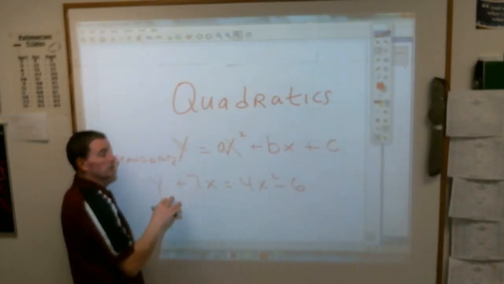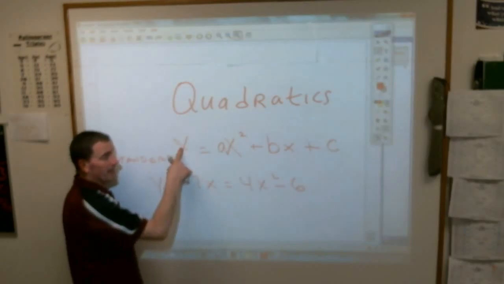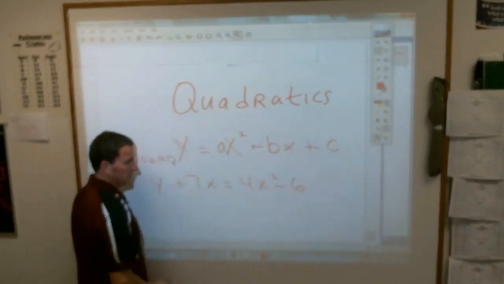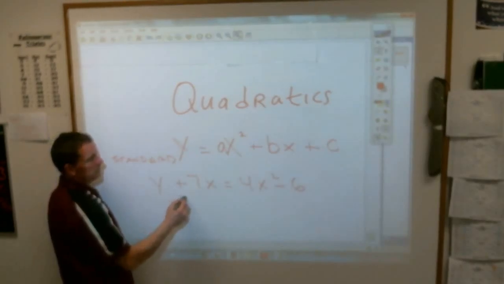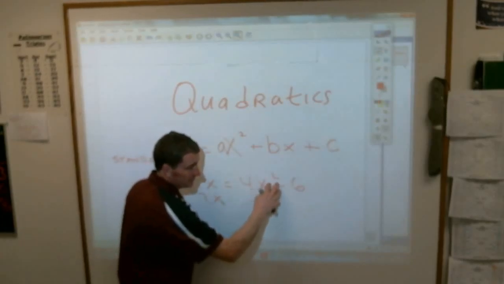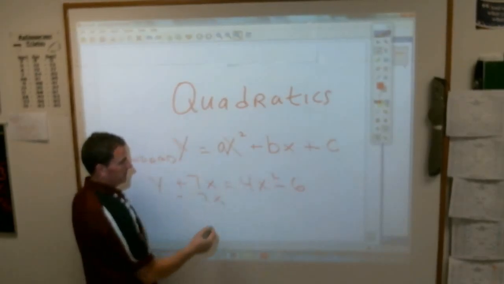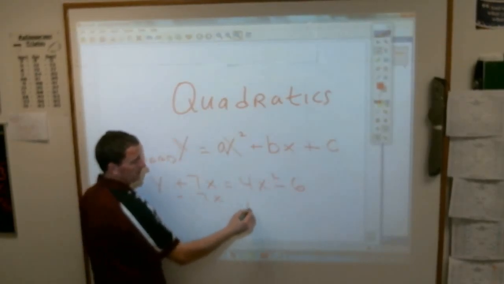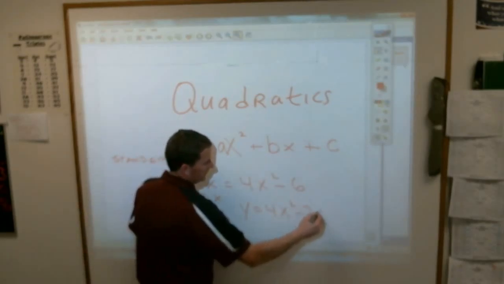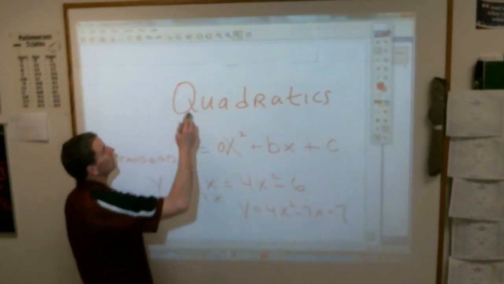You need to just rearrange the terms so that it's solved for y. The x squared term is first, then the x term, then the c. So the only thing you're going to do here is move this 7x over to the other side. It's not going to combine with the x squared. They're not like terms. It's just going to get stuck in between there. You would end up with y equals 4x squared minus 7x minus 6, which I wrote as 7.